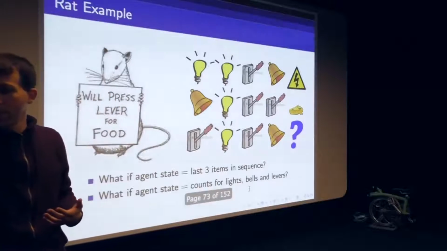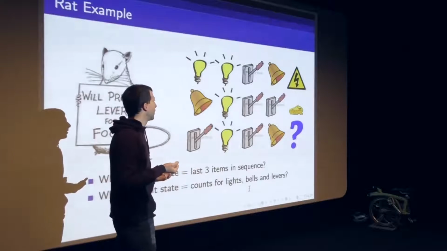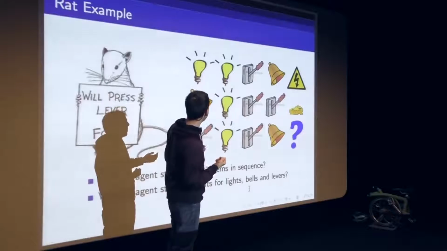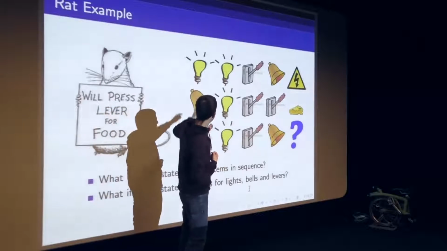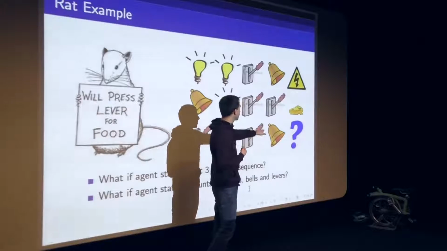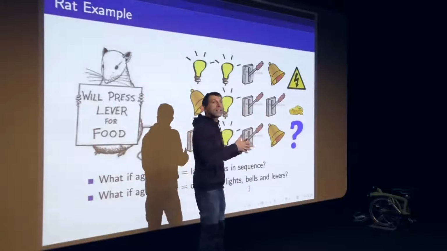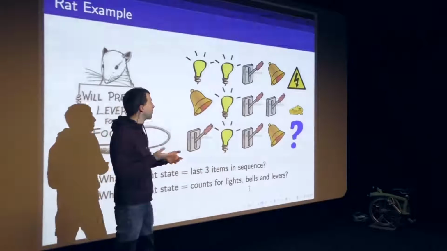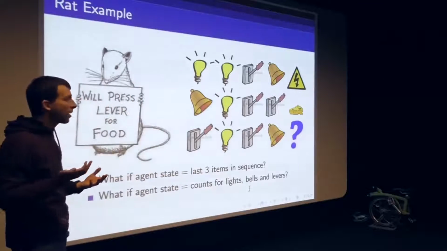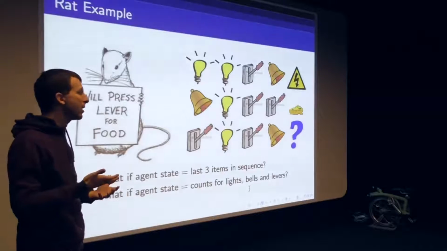You might, for example, choose the agent state to be counts for the lights, the bells, and the levers. If that was your agent state, then you might count them up and say, hey, look, in this example we see the lever pressed twice, the light has come on once, and the bell has sounded once. So that's exactly the same as this second episode here. If that's our representation of state, we would expect that the cheese would appear now. So it should be clear that what we believe will happen next depends on our representation of state.